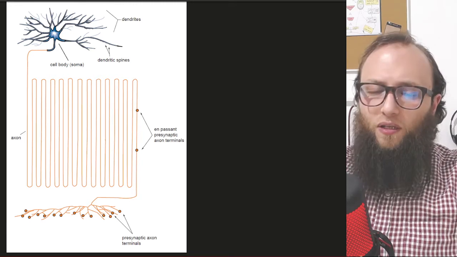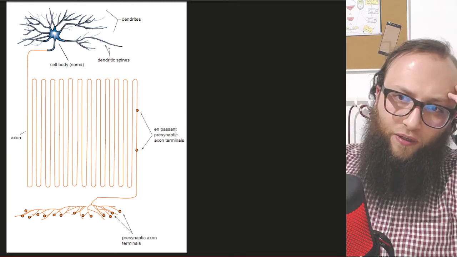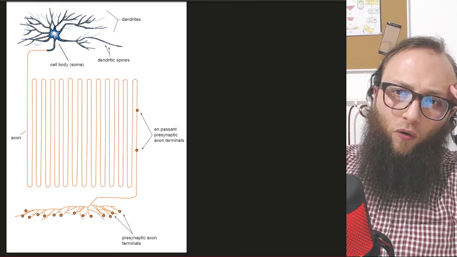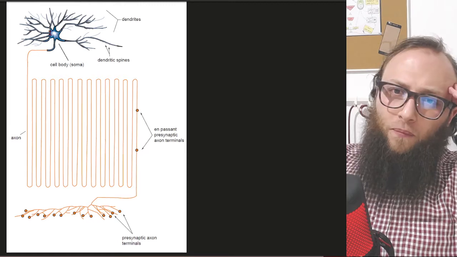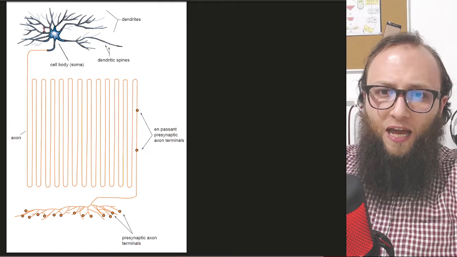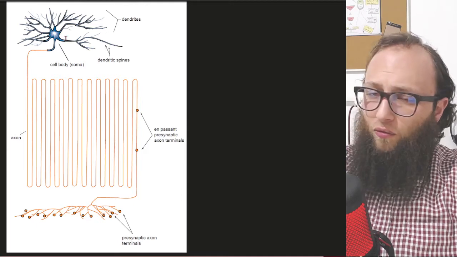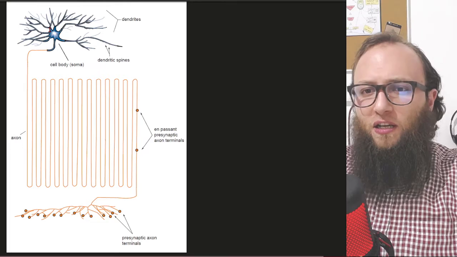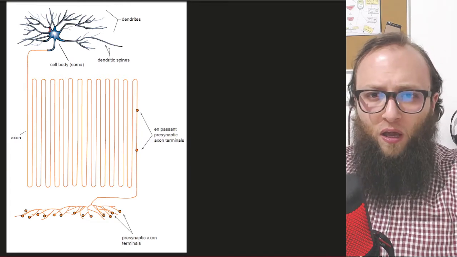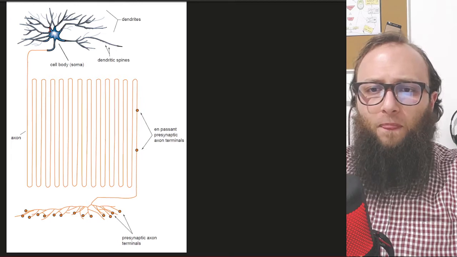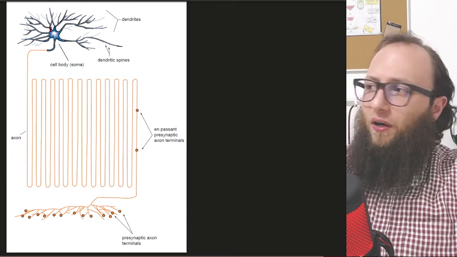Okay, we have this neuron. This is a figure that demonstrates the general structure of a neuron. So all neurons in general have a cell body, which is called soma, which is actually the command center of the nerve and contains the nucleus, of course. So that's the cell body of the neuron.